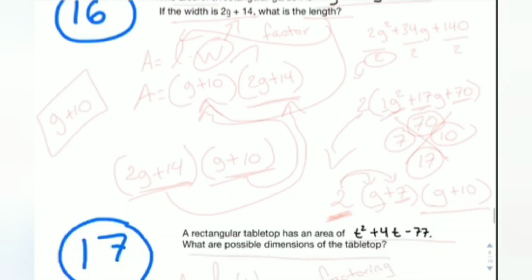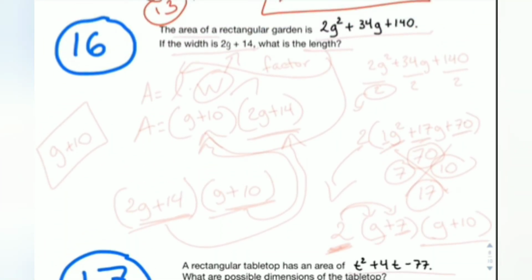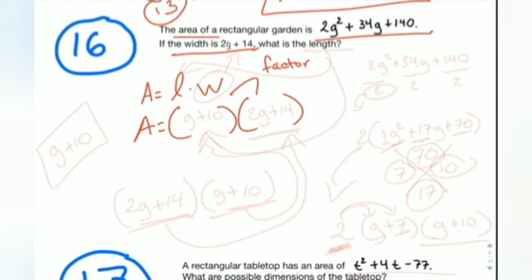Two more questions to go. So this question says the area. What do we know about an area? An area is length times width, right? Or in other words, area is something L times something W. Two parentheses, and when we see two parentheses, we know that we have to factor. That's our clue. So of a rectangular garden, that is this expression, and the width is 2g plus 14.